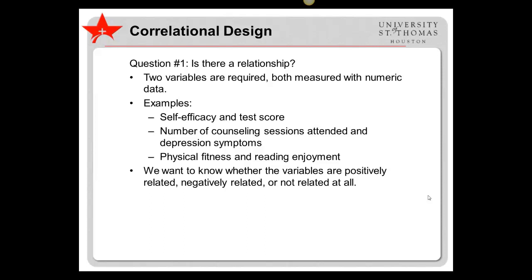In each case, we want to know whether the variables are positively related, meaning that high scores on the first measure are related to high scores on the second measure, whereas low scores on the first measure are related to low scores on the second measure, or whether they are negatively related, meaning that high scores on the first measure are related to low scores on the second measure, and vice versa. Alternatively, it is possible that the two variables are not related at all, such that scores on the first measure have no connection with scores on the second measure.